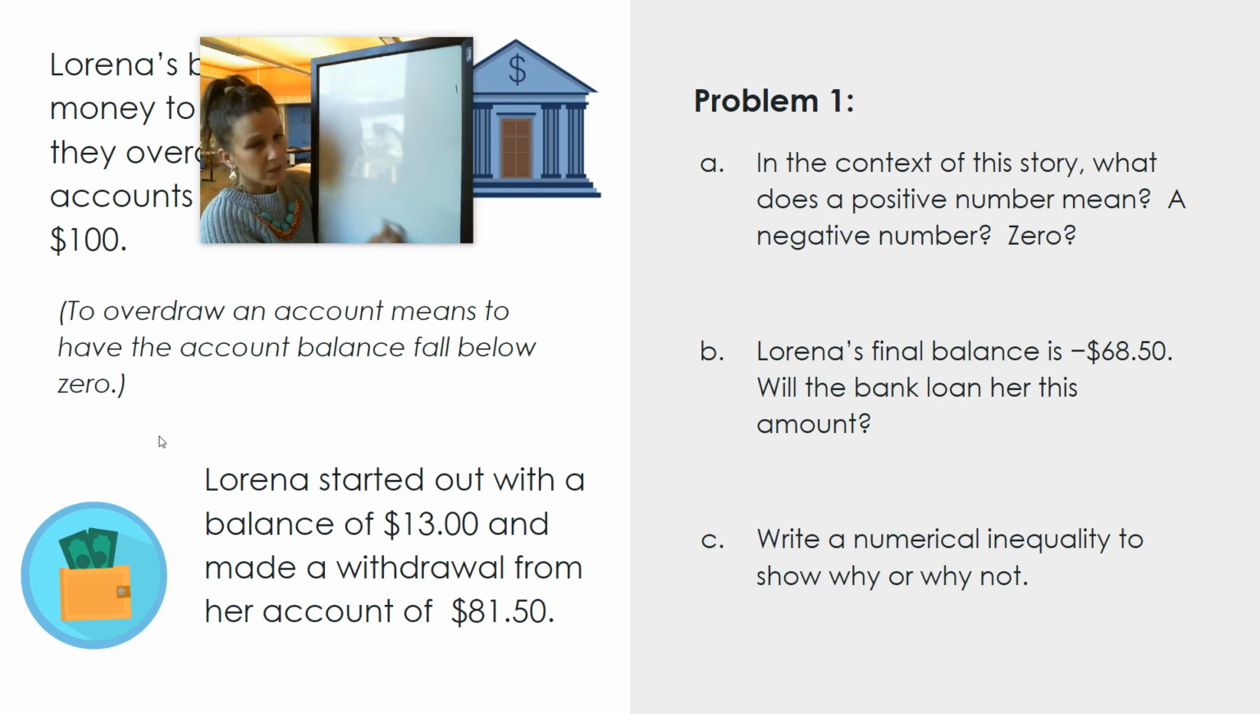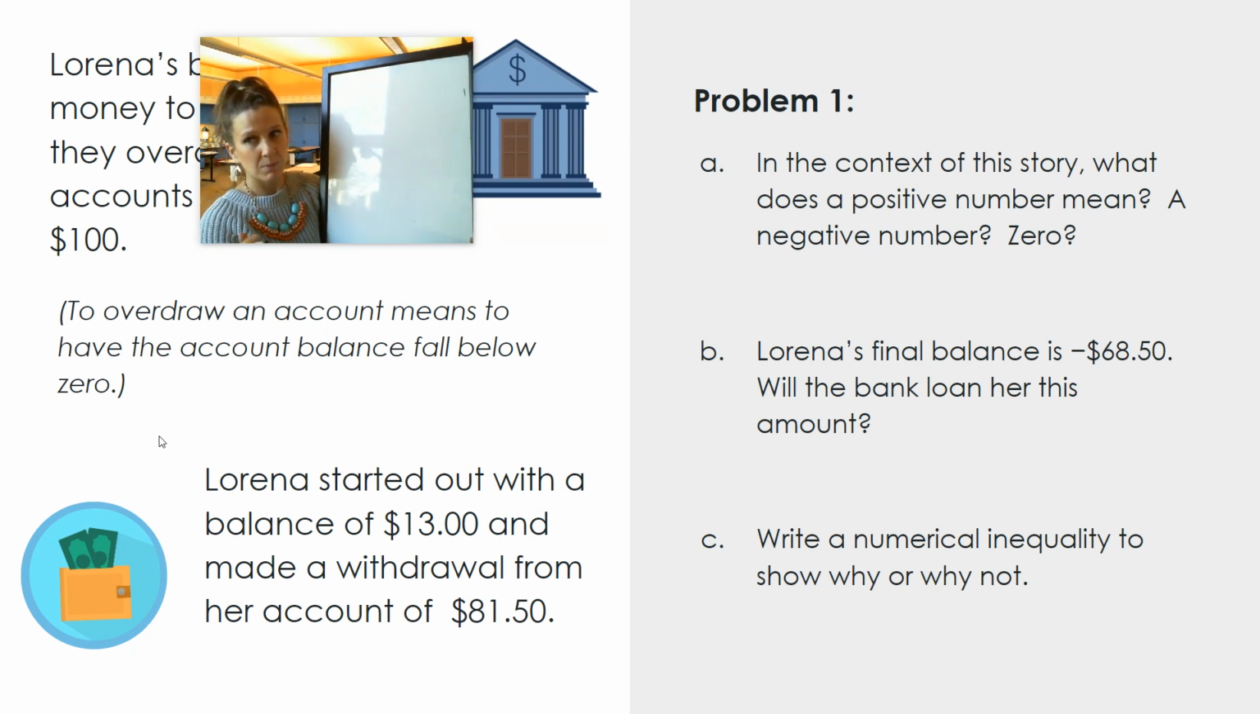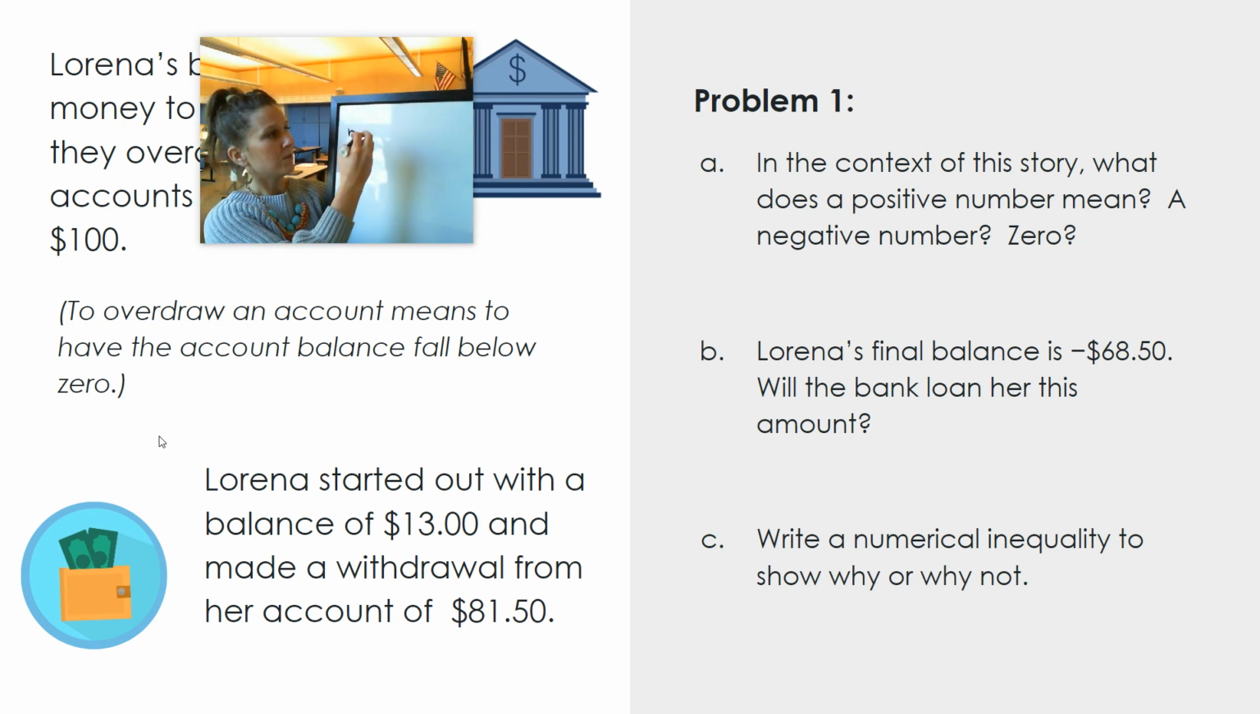Okay, so we understood that the positive number, positive, negative, and 0, we understood that. So let's go back to B. We now know that Lorena's balance in her account is negative 68. That's information we got from the problem. Then, will the bank loan her this amount? Well, what did the bank say again?